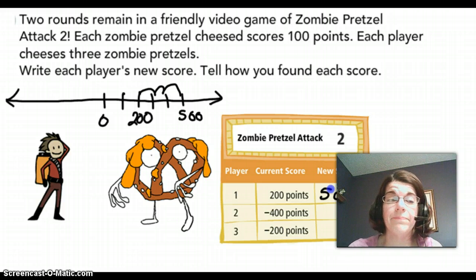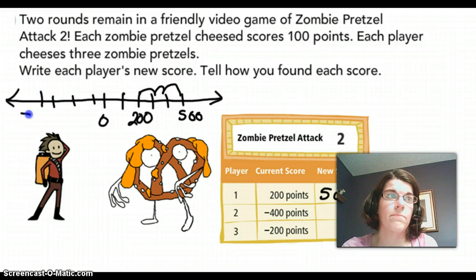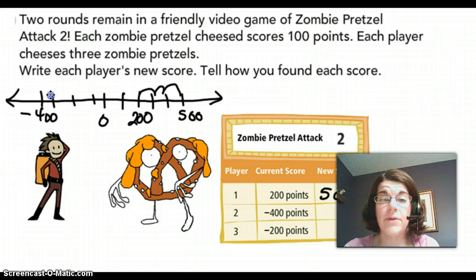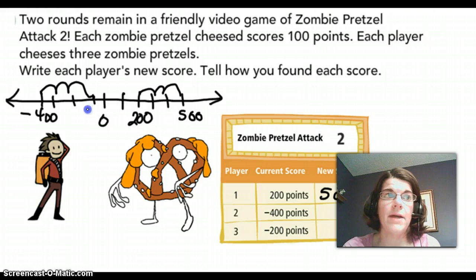Okay, player 2. Player 2 has negative 400 points. Now that's to the left of 0. Okay, and we're going to add 300 points to that score. So that would be 3 jumps to the right. And we're not going to make our way back to 0 quite yet. We're going to be at negative 100.